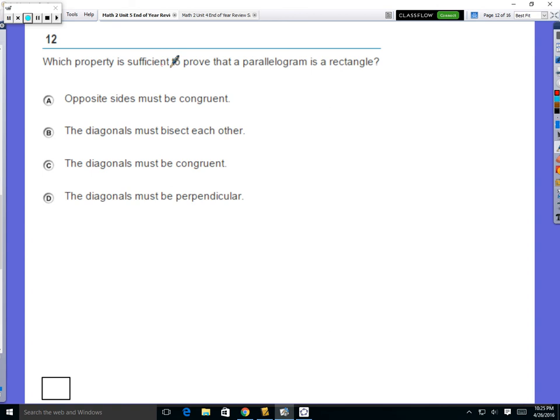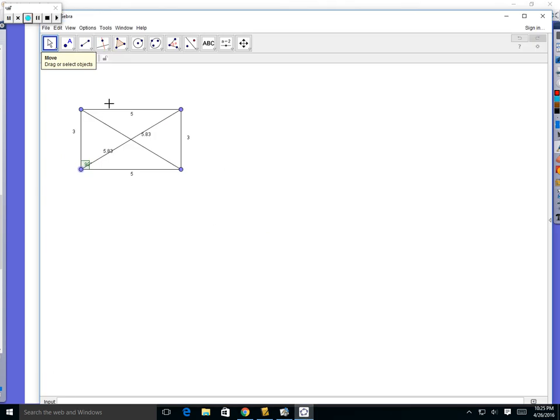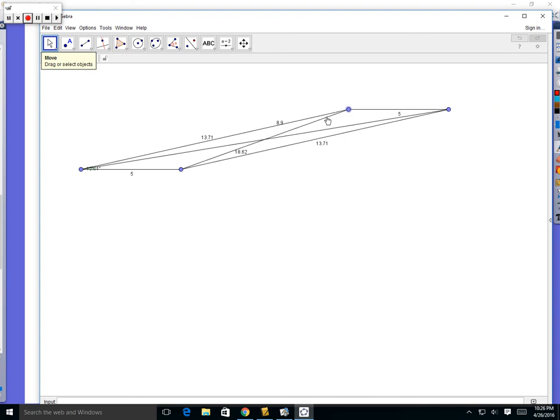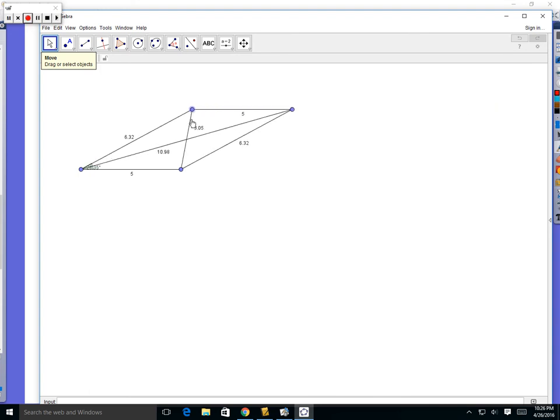Which property is sufficient to prove that a parallelogram is a rectangle? We've never talked about this. Okay, for a parallelogram, the definition of a parallelogram is the opposite sides are parallel to each other. So your opposite sides are going to be congruent, and you can stretch the parallelogram out quite a bit, but look at the diagonal. So this diagonal is about 3 tall, and this diagonal is, if I stretch it out, the more I stretch it out, the longer this diagonal gets.